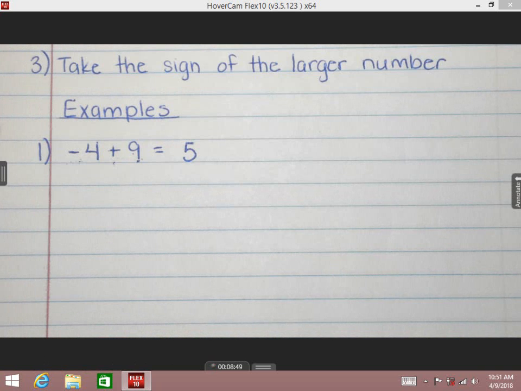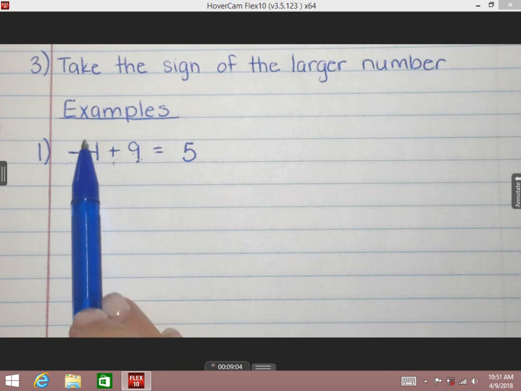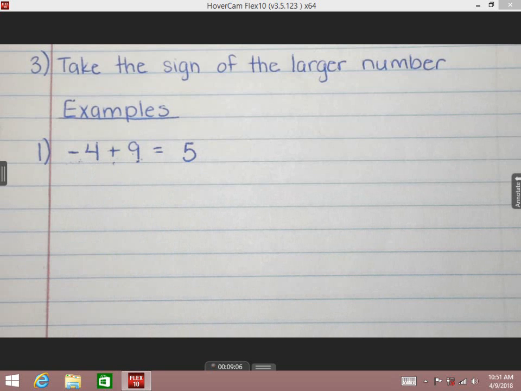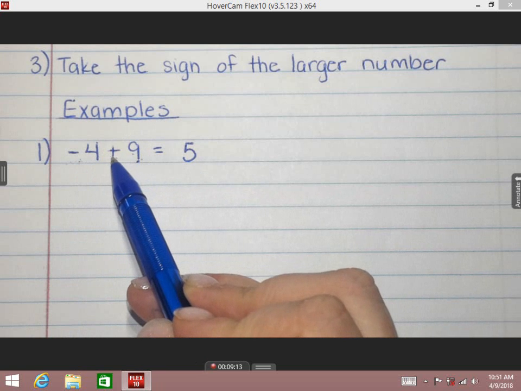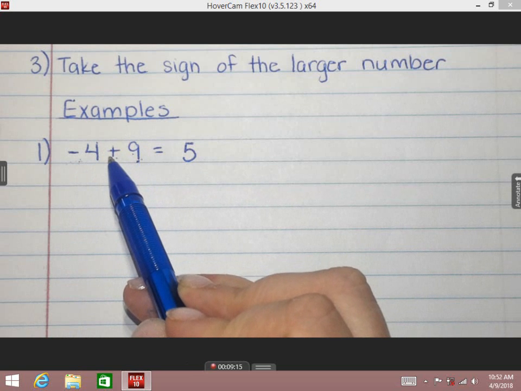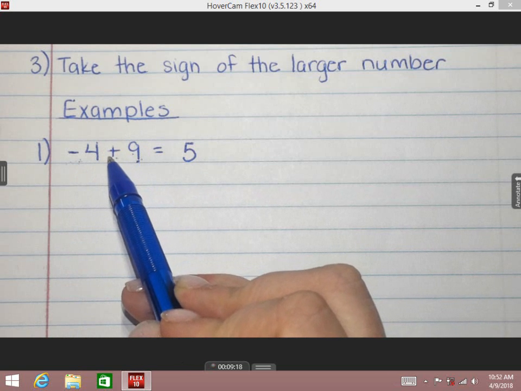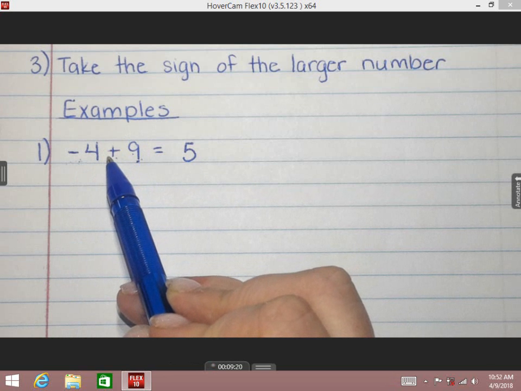So what does rule number 3 say? Isaac? Number 3. Take the sign of the large number. So guys, I'm not looking at the signs right now. I'm just looking at the digit by itself. Which one is bigger, a 4 or a 9? Which one is larger? Serenity? 9. All right, guys, look in front of 9. What type of number is 9? Positive. Because a plus sign and a positive sign look the same because they act the same.